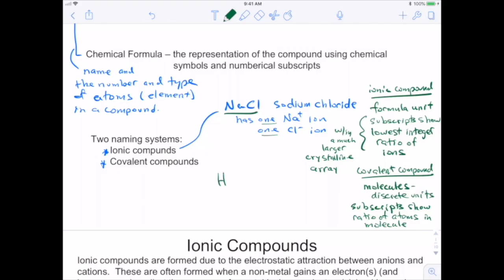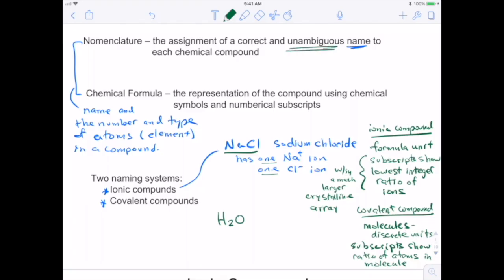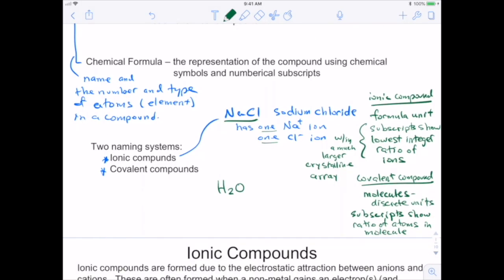An example here for covalent, H2O, water. As you will learn in this tutorial, water is a common name. If we wanted to actually give this a particular unambiguous name under the nomenclature rules, we would call this dihydrogen monoxide. And we'll go over the rules for that later. But we can tell from the chemical formula, in this case the molecular formula, that each molecule of dihydrogen monoxide has 2 hydrogen atoms and 1 oxygen atom.